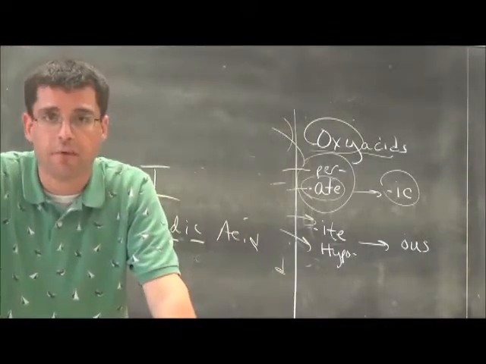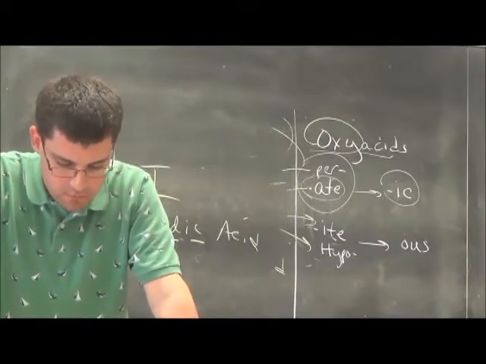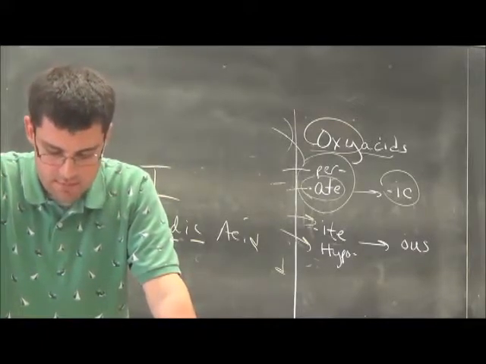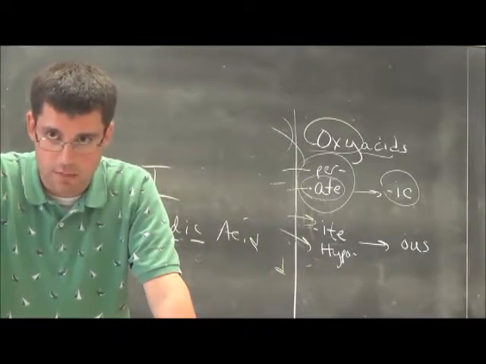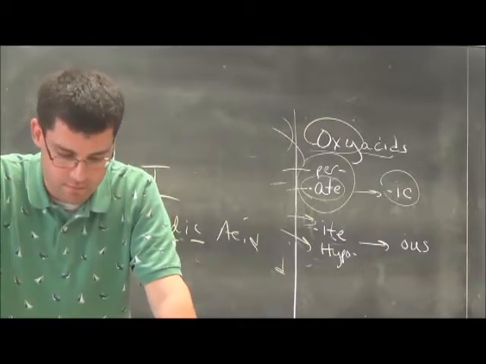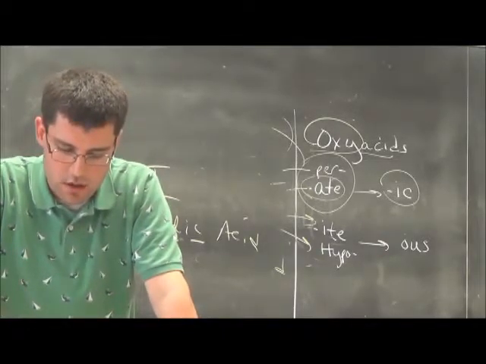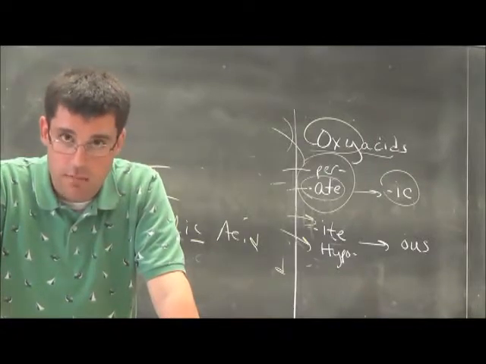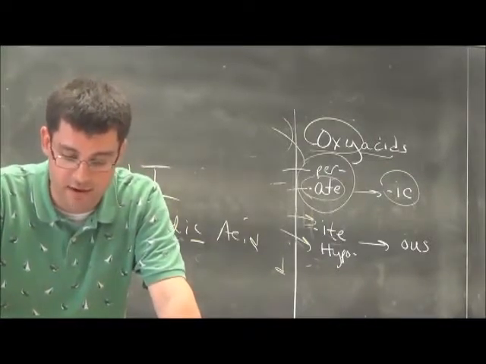Why don't you start then, pause the video. I'll give you the answers to the first 10. So pause the video. Okay, now I'm going to give you the answers. The first one, HClO4. Okay, it's the perchlorate polyatomic ion, so we call it perchloric acid. Perchloric acid. Okay.